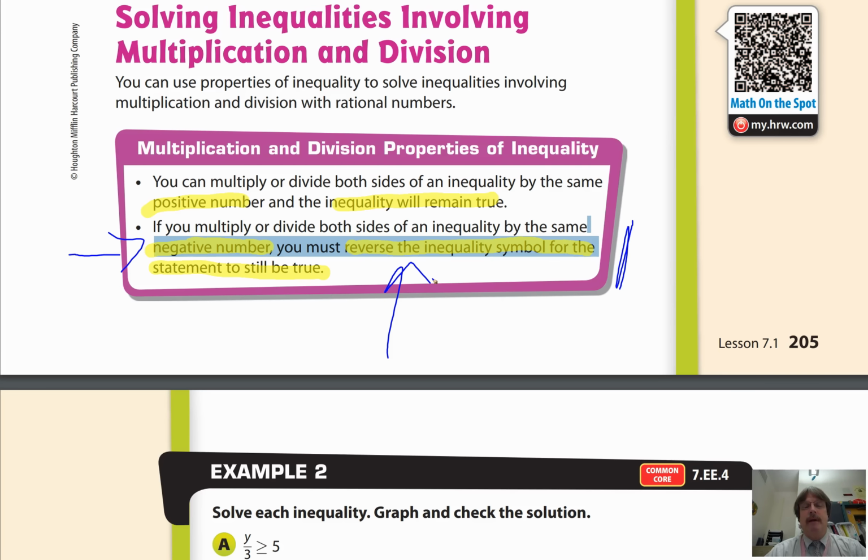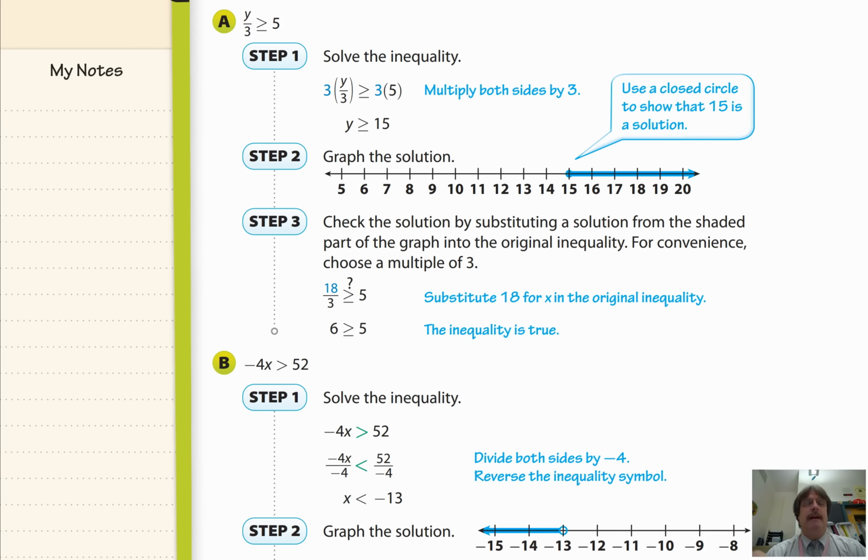All three of them, addition, subtraction, multiplication, remain the same. You keep the inequality symbol the same. Negative number in multiplication or division, you have to reverse that symbol, the inequality symbol, for the statement to remain true. So looking here at a couple examples, y divided by 3 is greater than or equal to -5.